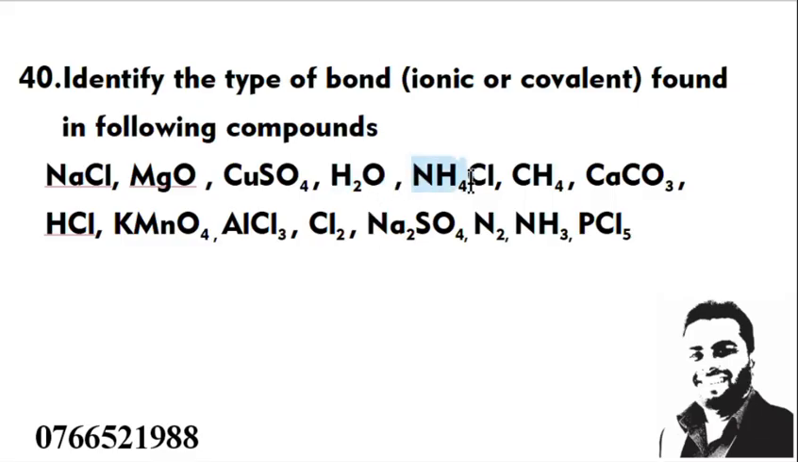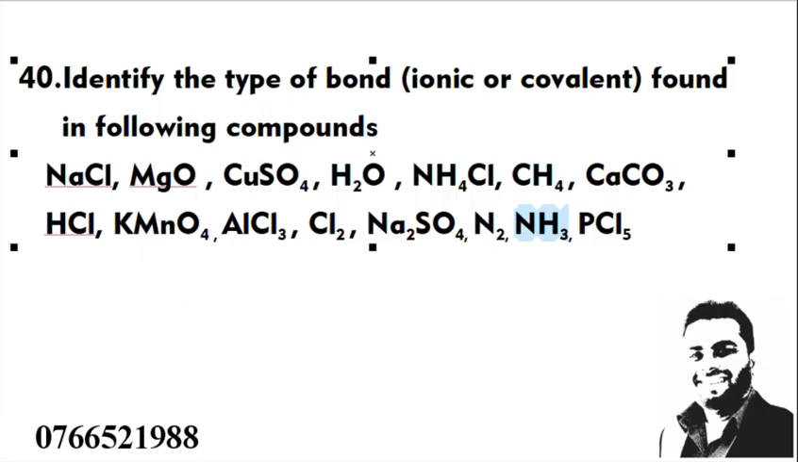That is covalent bond. Ammonium chloride: ammonium plus is an ionic polyatomic ion, so they make ionic bonds. NH3 is a different case. That is not a polyatomic ion. That is a gas made between nitrogen and hydrogen. So this is a covalent bond.